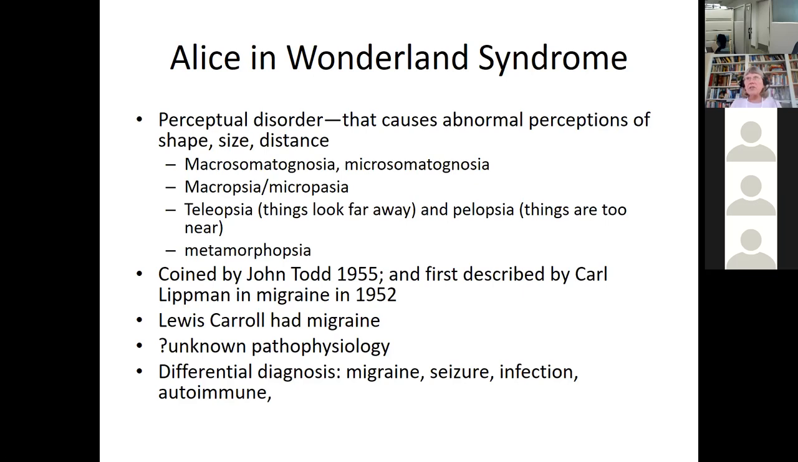it is not specific to migraine. It can happen with seizure, it can happen with autoimmune disorders, and even infections. It's been associated even with Jakob Creutzfeldt disease.